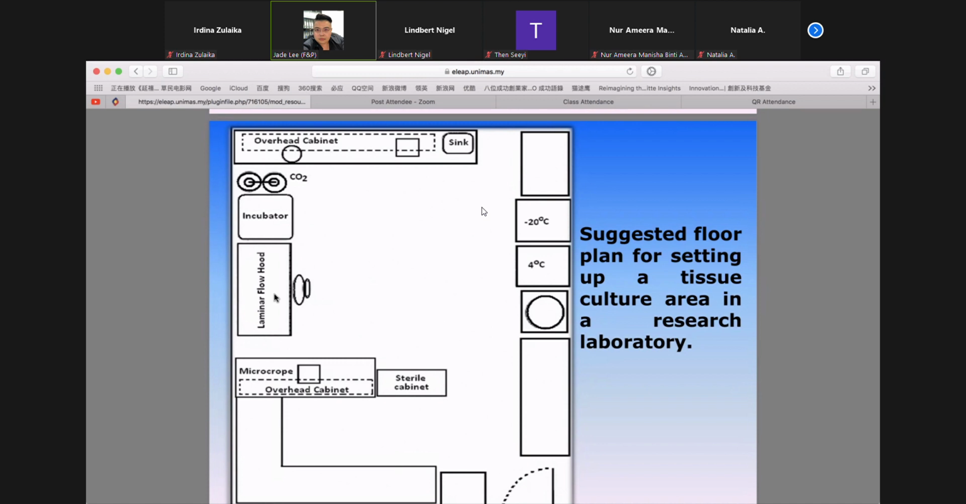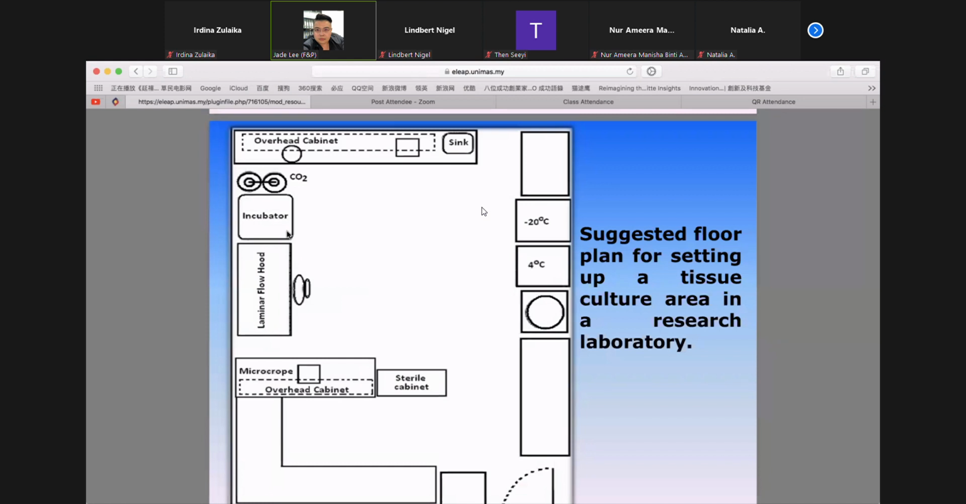Why? Because this is the area for you to do passaging or subculturing, or transfer the cells. This is the area, the laminar flow hood. We're going to talk about what a laminar flow hood is later. Next to the laminar flow hood should be the incubator, because you do not want a far distance between the laminar flow hood and the incubator. The further the distance between them, the higher the chances for your culture to be contaminated. So ideally, place your incubator next to the laminar flow hood.